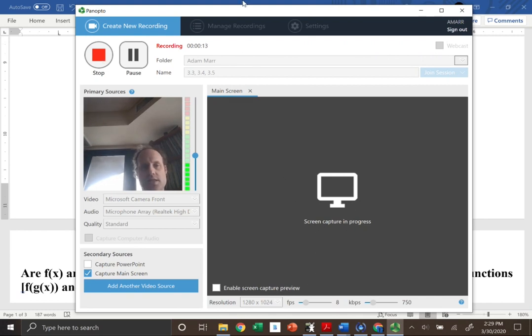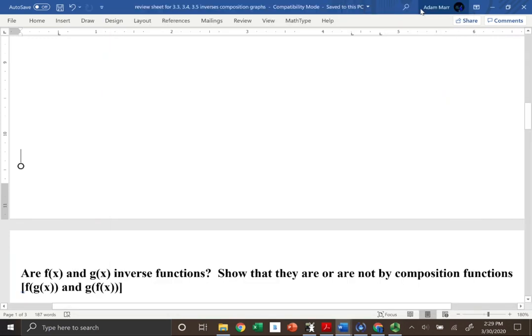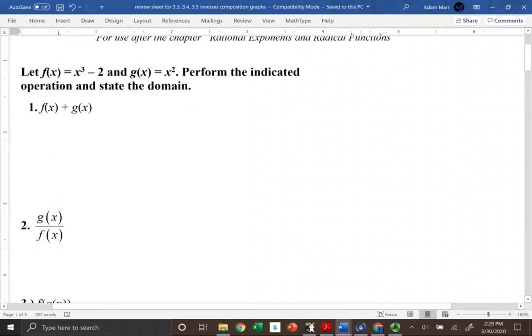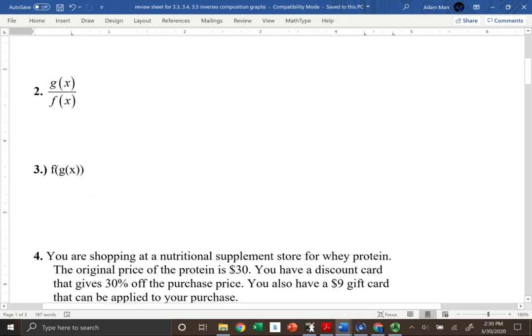So let's go on. Some people had some questions on the review sheet, so let's look at that right now. Number 1 and 2: in number 1, you're just adding two functions, and in number 2, you're dividing g of x over f of x and simplifying. And number 3 is a composition, f of g of x.